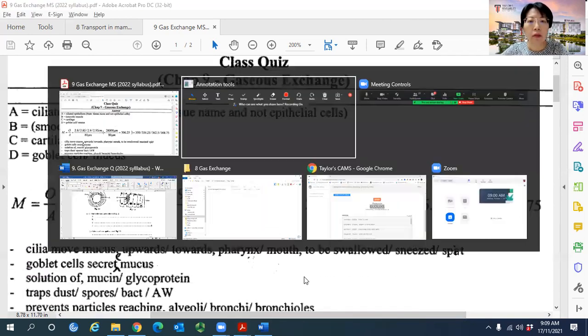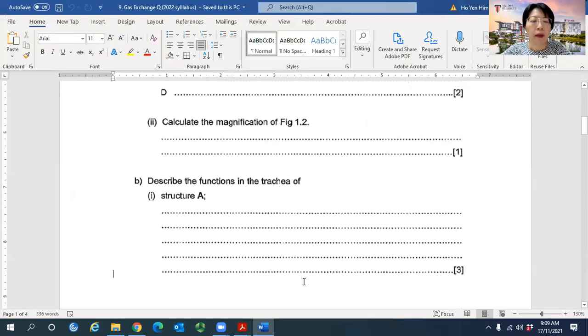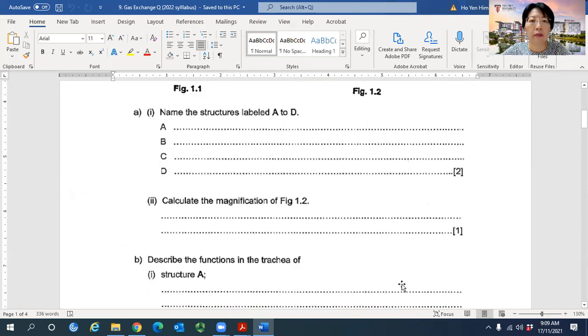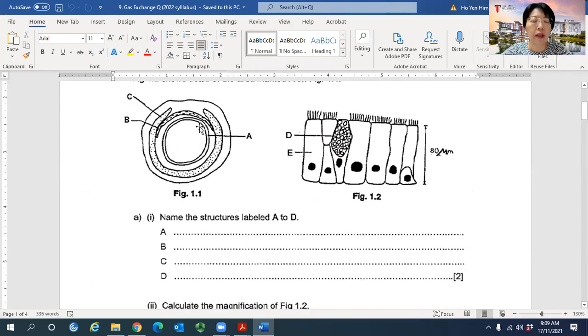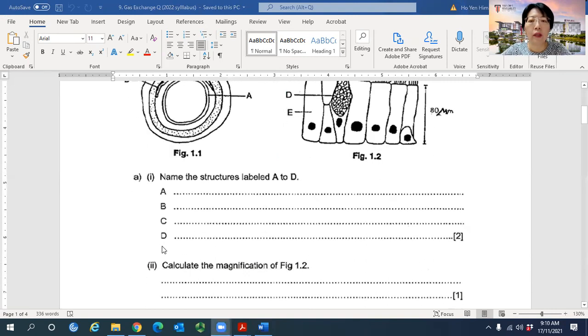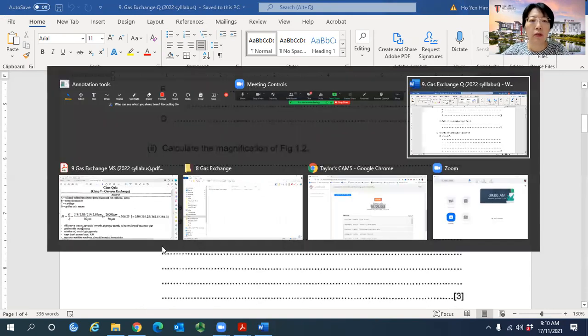Right, so next question, B. Describe the functions in the trachea of structure A, 3 marks. So structure A is epithelium. So you know that in figure 1.2, in the epithelium, there are 2 types of cells. So you can mention the function of these 2 types of cells. So you can mention about function of ciliated epithelial cell and the function of the goblet cells. So that will give you the 3 marks. So let's look at the mark scheme.